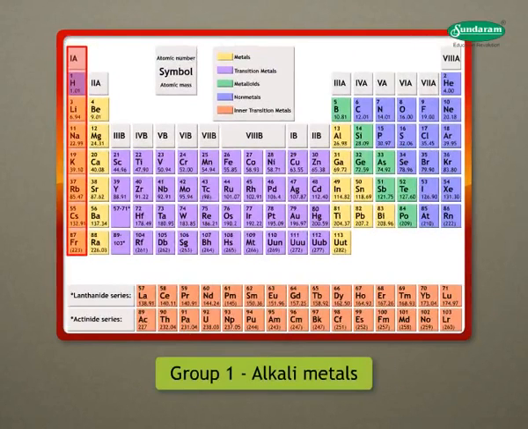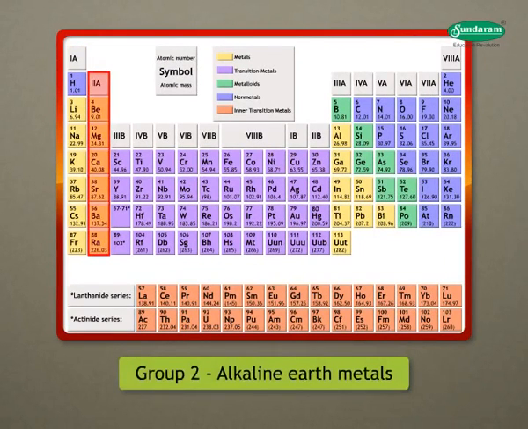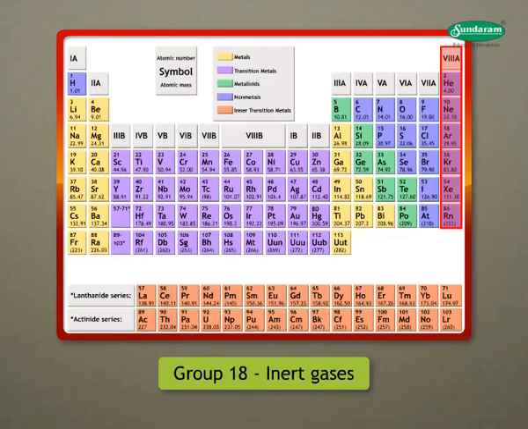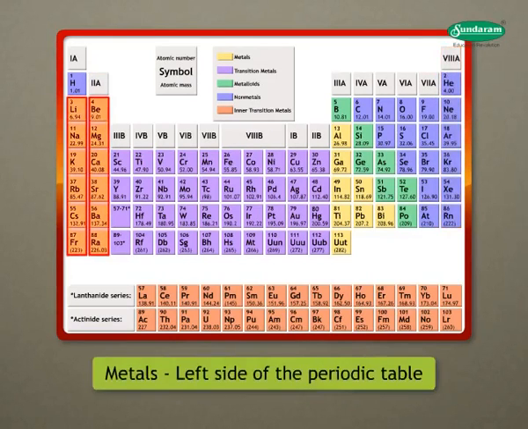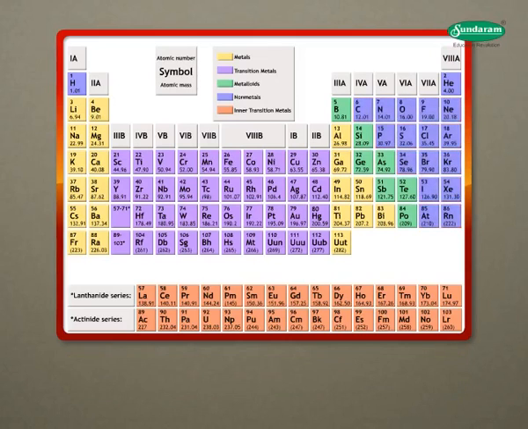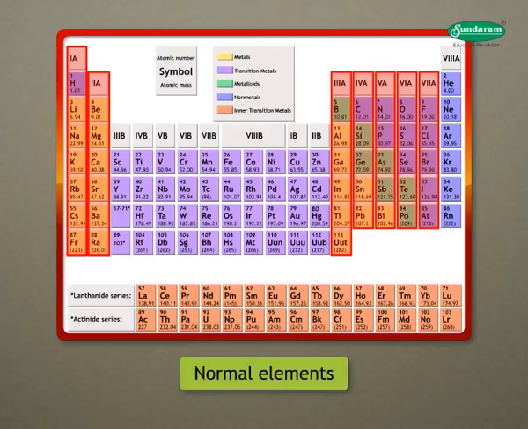Group 1 contains alkali metals. Group 2 contains alkaline earth metals. Group 17 contains halogens. Group 18 contains inert gases. Metals are present on the left-hand side of the periodic table, whereas non-metals are present on the right-hand side of the periodic table. Elements present in groups 1 and 2 on the left side and 13 to 17 on the right side of the periodic table are called normal elements.